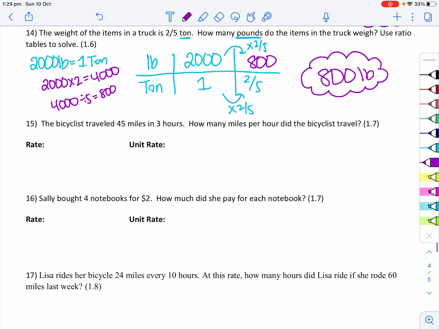Number 15 is rates and unit rates. So it says the bicyclist traveled 45 miles in 3 hours. How many miles per hour? Remember that the per means this one goes on the bottom. So 45 miles in 3 hours. Then I'm going to divide by 3. So I get 15 miles in 1 hour.